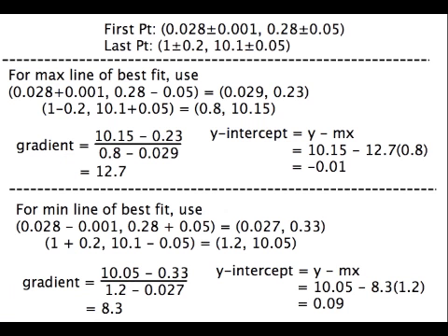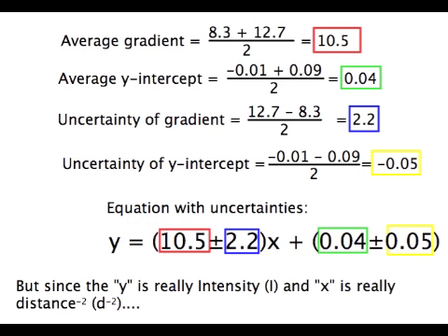The rest of the process for figuring out the relationship between the two variables, including the uncertainties, is very similar to the process that I took you through in lesson 1.5. So I'm just going to briefly show you the calculations. First, we calculated the slope and the y-intercept for the max line and the min line. Then we found the average gradient and y-intercepts and the uncertainties of the gradient and y-intercepts and combined those together into a formula in the form y equals mx plus b, where m and b both have uncertainty values.